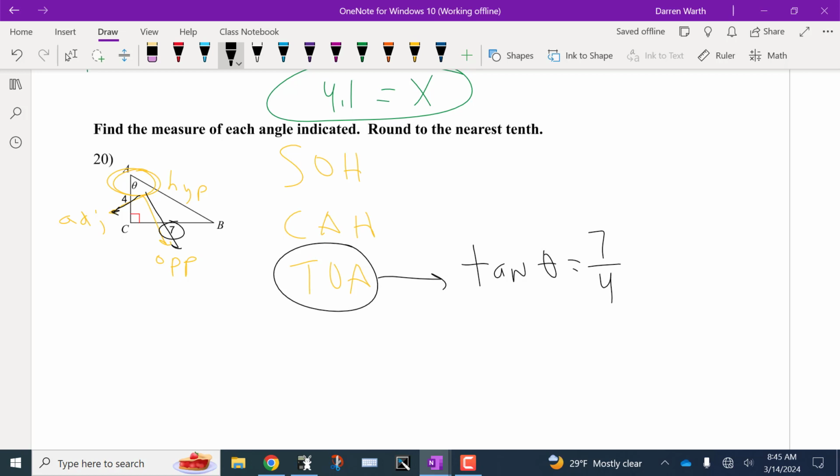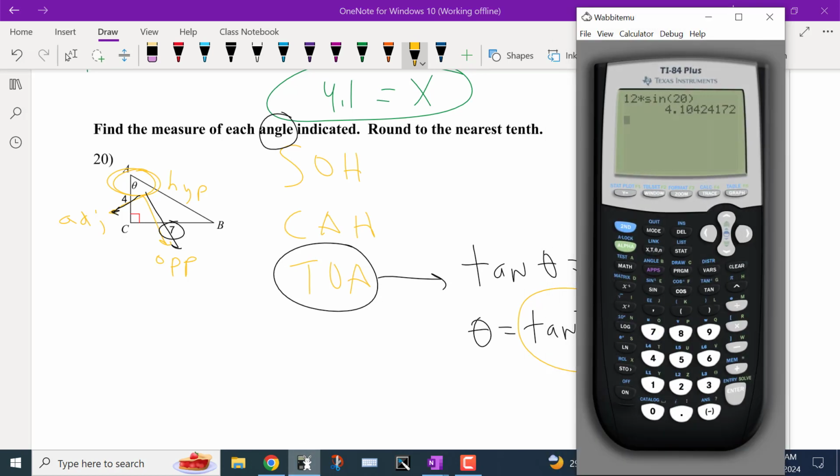But notice I'm finding my angle. So remember, the key that finds angles is tangent inverse. So I'm going to go ahead and rewrite this as theta, all equals the tangent inverse of 7/4. Because I've got to use my tangent key to find my angle. So I'm going to use my tangent inverse key to find the angle. Because your inverse keys find angles.